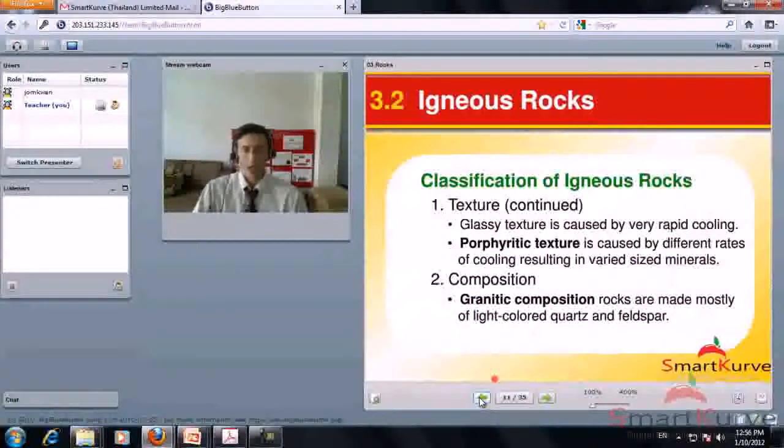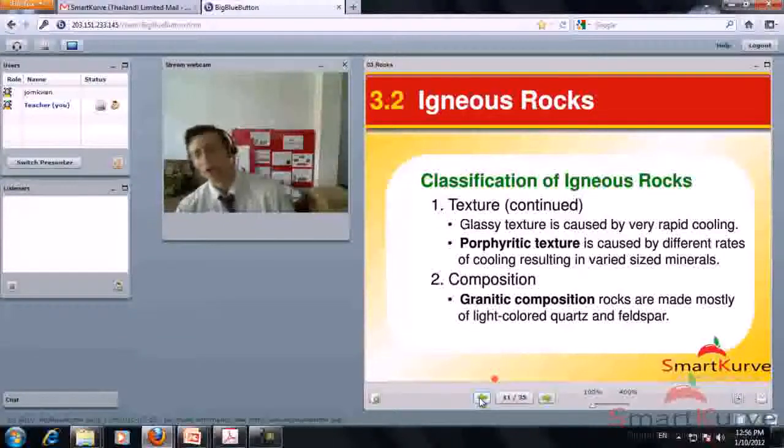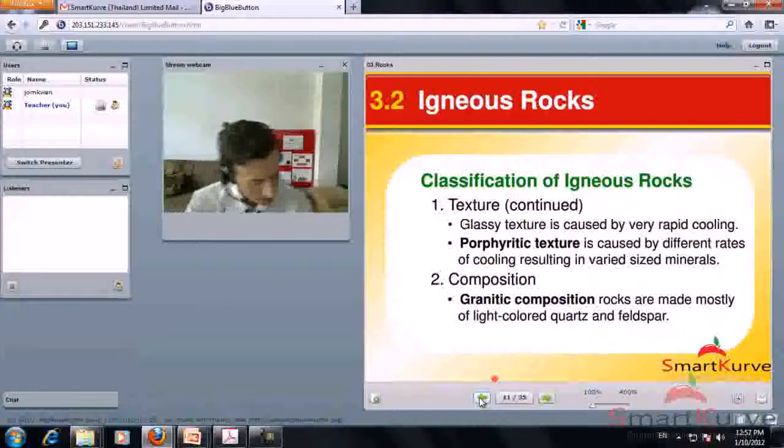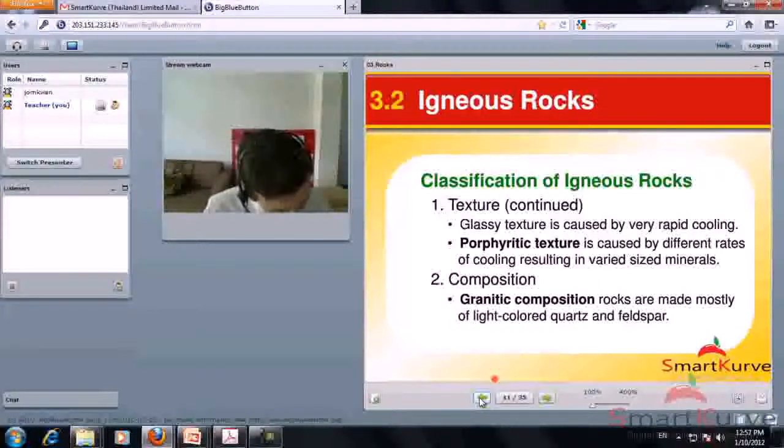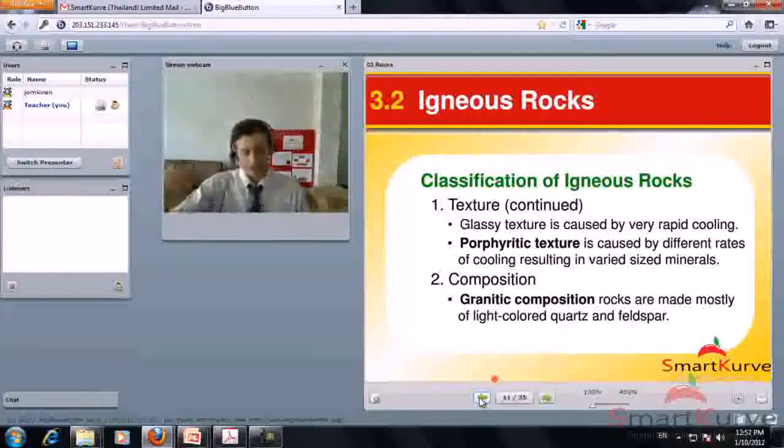Obsidian. Let's go back now to slide 12. So yeah, our glassy texture is caused by very rapid cooling. With that in mind, we can go to the final type of texture, which is called porphyritic texture. Now this is caused by different rates of cooling.